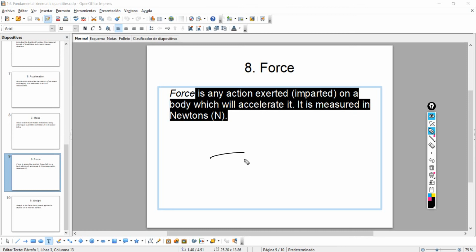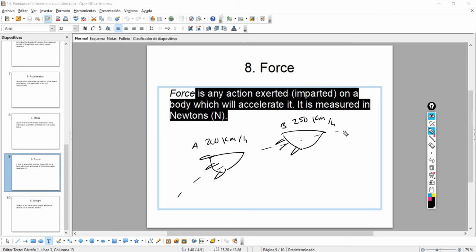Let's now talk about a rocket, or a spaceship or something. Suppose at some point in the trajectory of this spaceship, it is going at, let's suppose, 200 kilometers per hour. And then a little later, you observe that this same object has a different velocity, 250 kilometers per hour at this point. This is at point A, this is at point B in the trajectory of the spaceship.